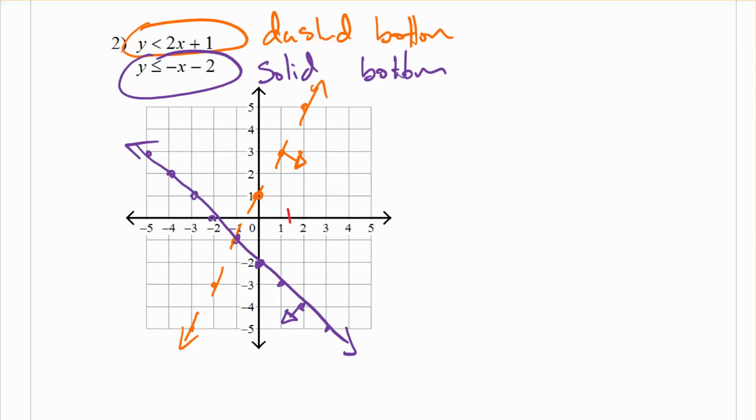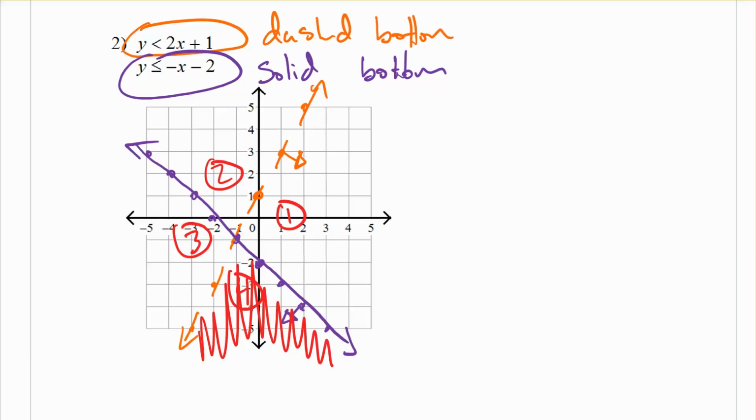So that means we've got 4 different sections, and what section is below the orange line and below the purple line? That would be section 4. Now, because that purple line is a solid line, any point on that line is a solution, and because the orange line is a dashed line, any point on that line is not a solution.